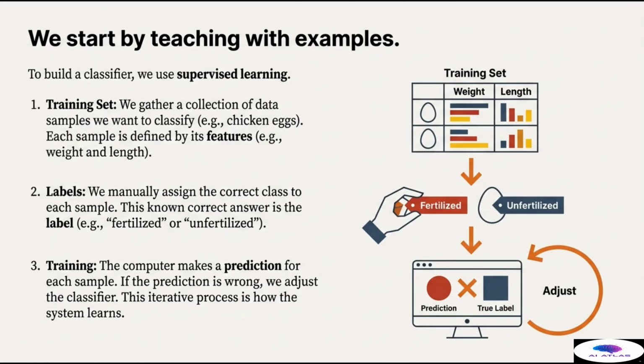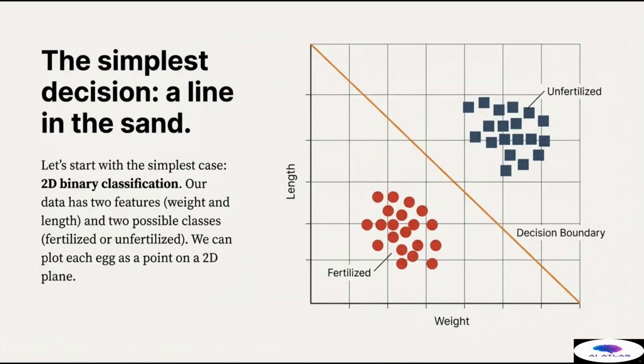Finally, we enter the training phase. The computer makes a prediction for each sample based on its current knowledge. It compares its prediction to the known true label. If the prediction is wrong, the system calculates the error, and we adjust the internal workings of the classifier accordingly. This iterative loop of predicting, checking the label, and adjusting the model is the core engine of how a system learns to become accurate. Let's dive into the simplest possible scenario: 2D binary classification.